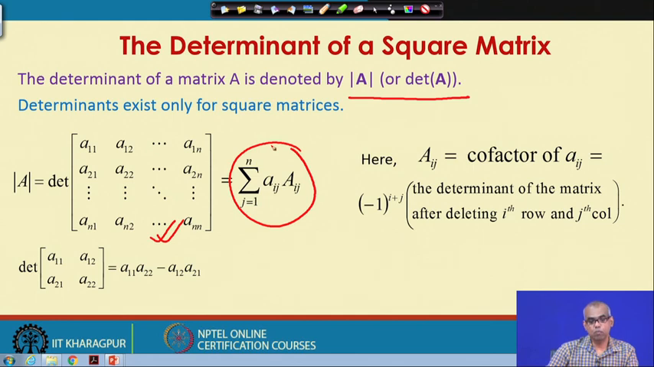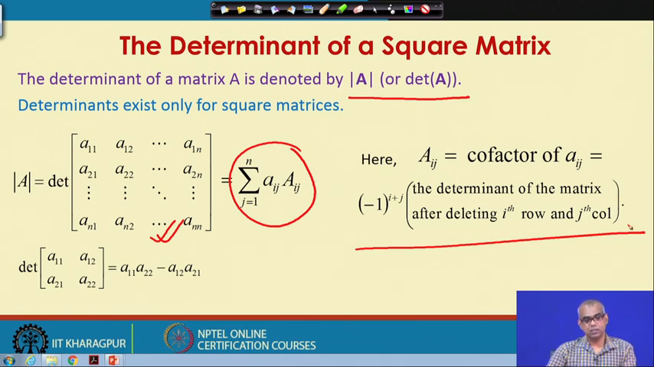Here small a_ij represents the elements of the matrix A, capital A_ij represents the cofactor of the elements in the matrix. So, the cofactor A_ij is defined as -1 to the power i plus j into the determinant of the matrix after deleting the ith row and jth column.